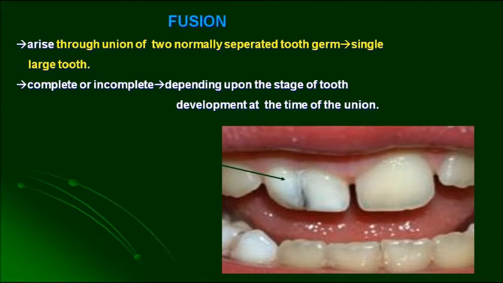In case of gemination or twinning, you can see one tooth in excess. But in case of fusion, when you count the number of teeth, the number will be one less than the normal number. Okay, so that is fusion: two normally separated tooth germs fused into a single large tooth.